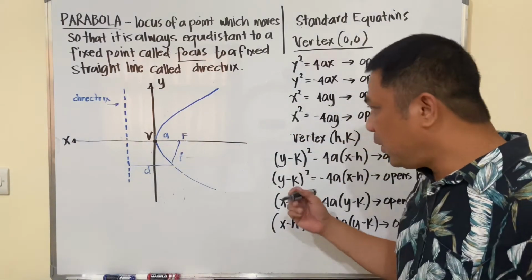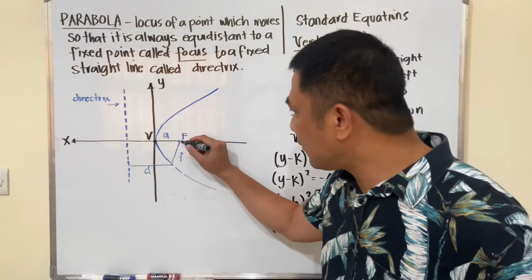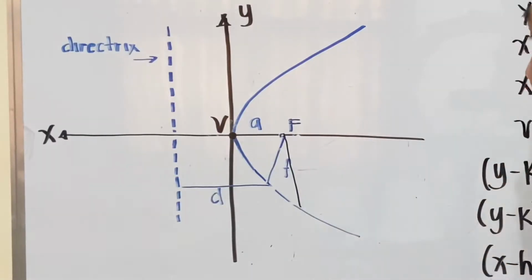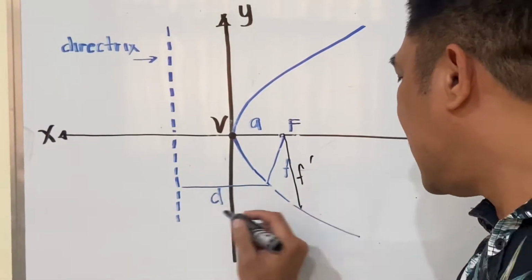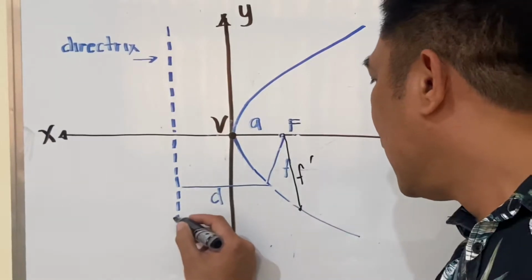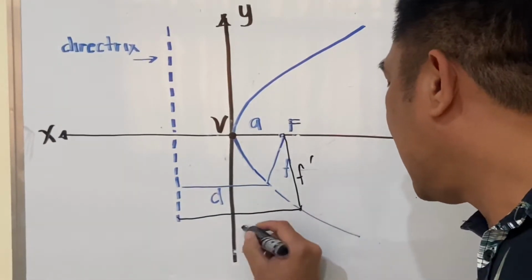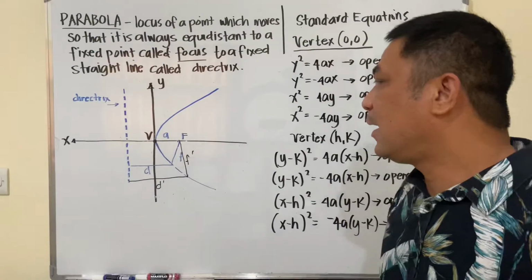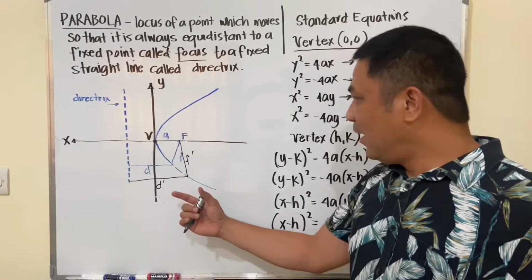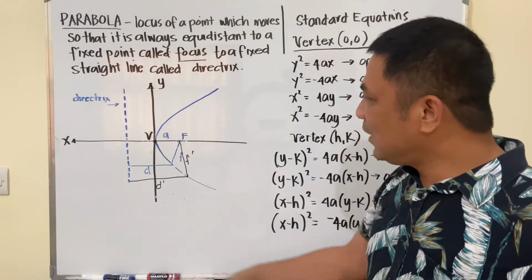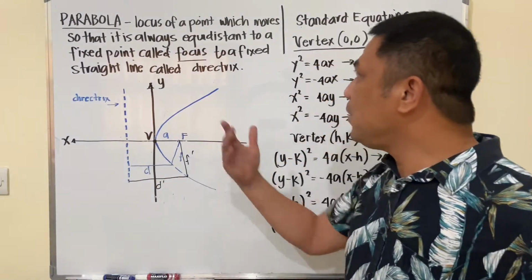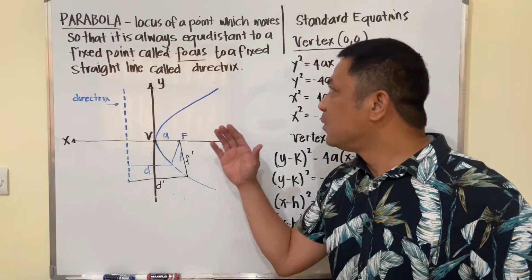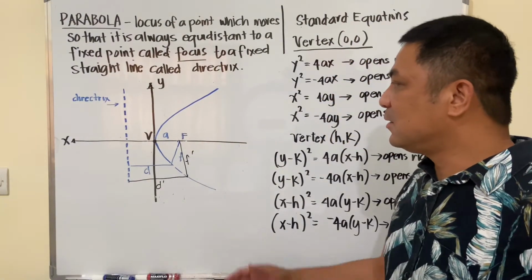At any given point that you extend, for example, I will extend this one here, this is F prime. If I also get the distance between this point and our directrix, D prime, they are equidistant. Bear with me with our illustration, they are not drawn to scale, but it is just to explain the definition of a parabola, so this is what it means.